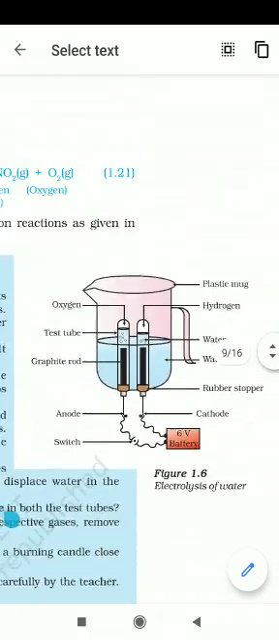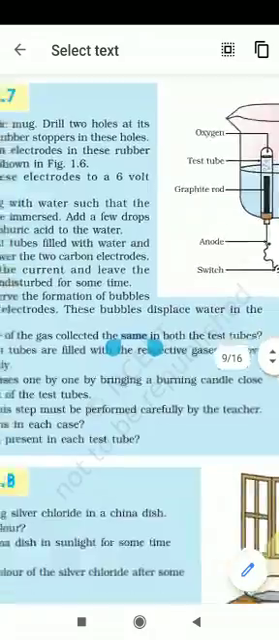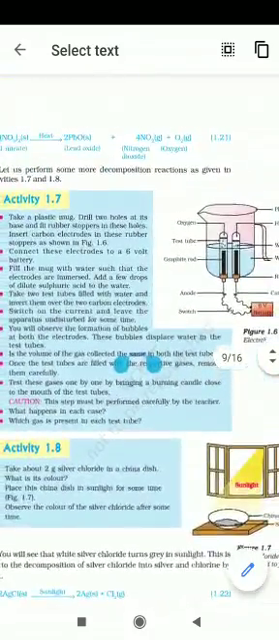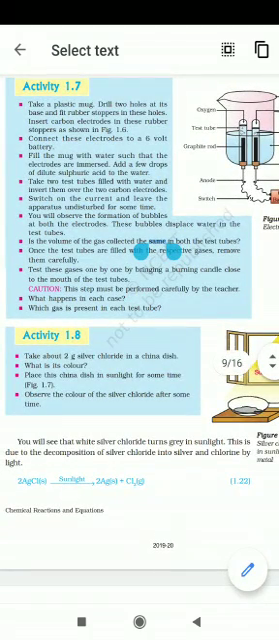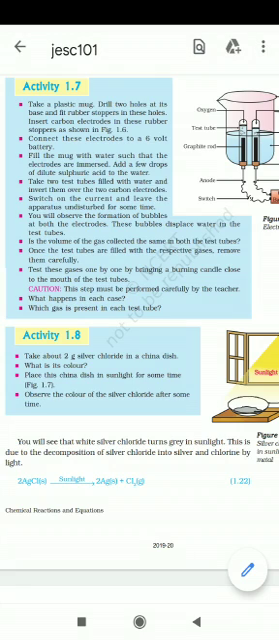Here in the activity we have a test which confirms the release of hydrogen and oxygen gas. Take a plastic mug, drill two holes at the base and fit rubber stoppers in these holes. Insert the carbon electrodes. Children, we are using carbon, or we can use iron nails also. Connect the electrodes to the battery, fill the mug with water. Add a few drops of dilute sulfuric acid. Children, we add dilute sulfuric acid to increase conductivity, to allow a larger amount of current to flow.